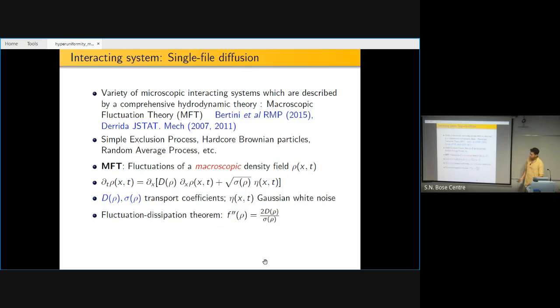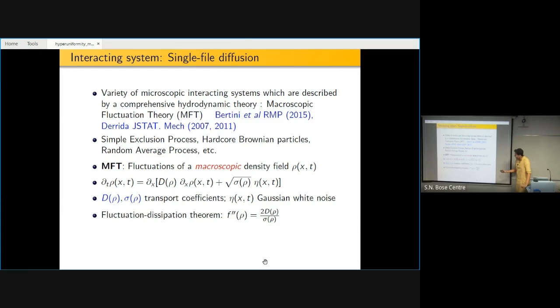So what is this theory? I'm not going into the technical details. It's just that this is the Euler-Lagrange equation, that is the theory itself. So I have a fluctuating density field rho, which is given by this equation, where D and sigma are two transport coefficients, and this eta is a Gaussian white noise. There are explicit calculations from various microscopic processes which derive this equation.